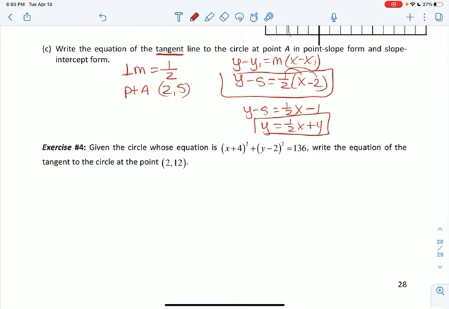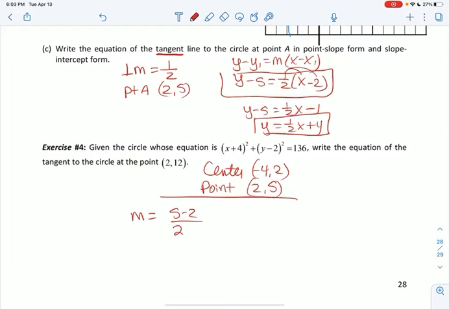Last one, given the circle whose equation is (x plus 4) squared plus (y minus 2) squared equals 136, write the equation of the line tangent to the circle at the point (2, 12). All right, so the center of my circle is (negative 4, 2). The point is (2, 12). So here's the first thing I do. I find the slope. Okay, so 5 minus 2 over 2 minus negative 4. Slope is the change in y over the change in x.